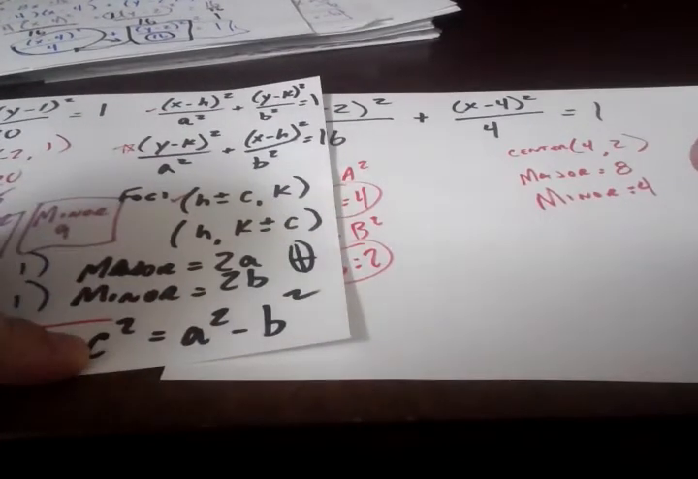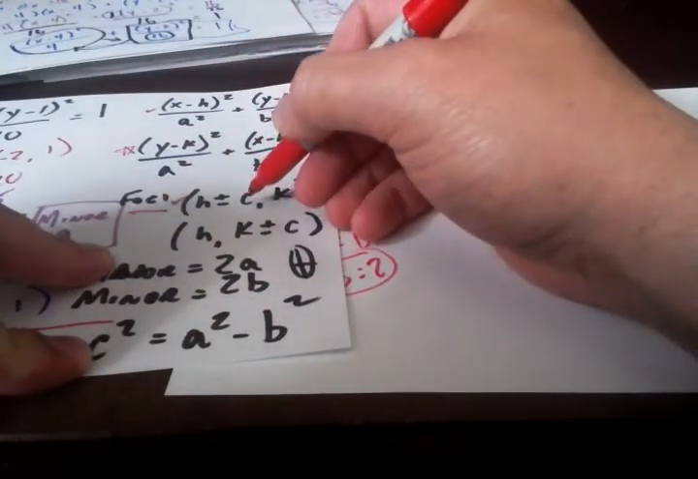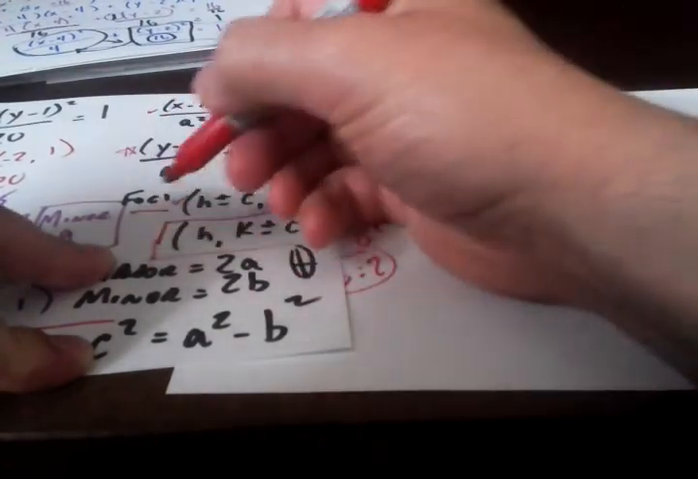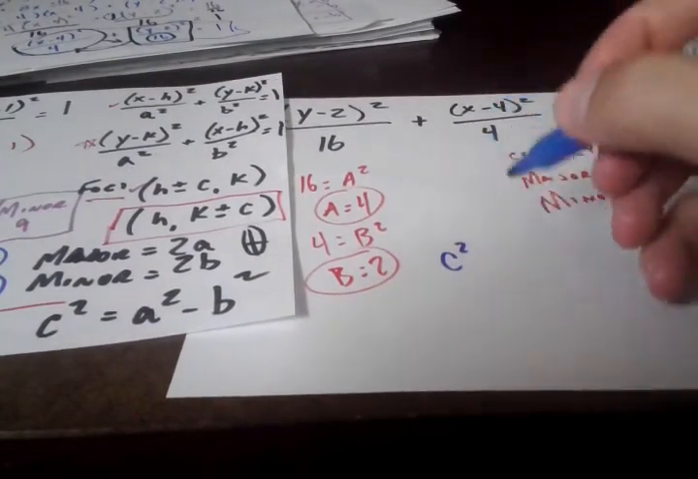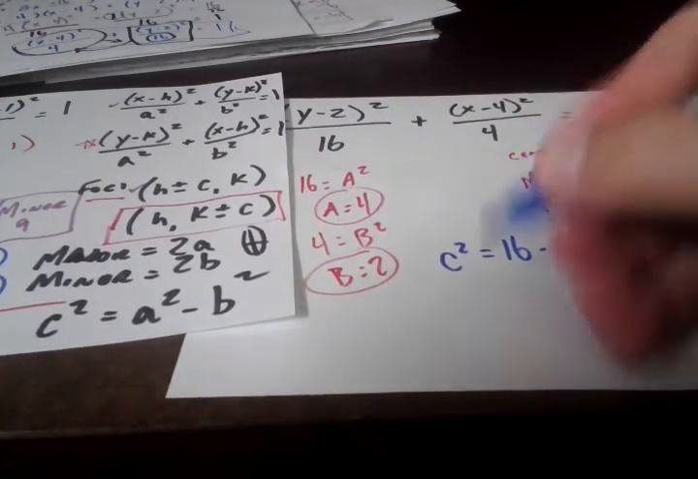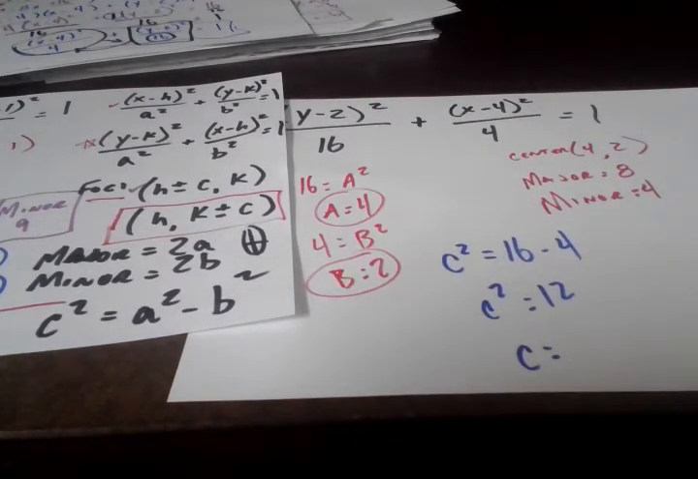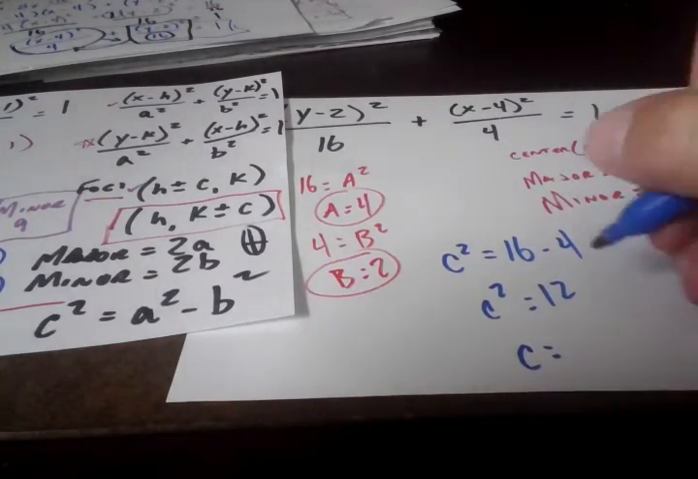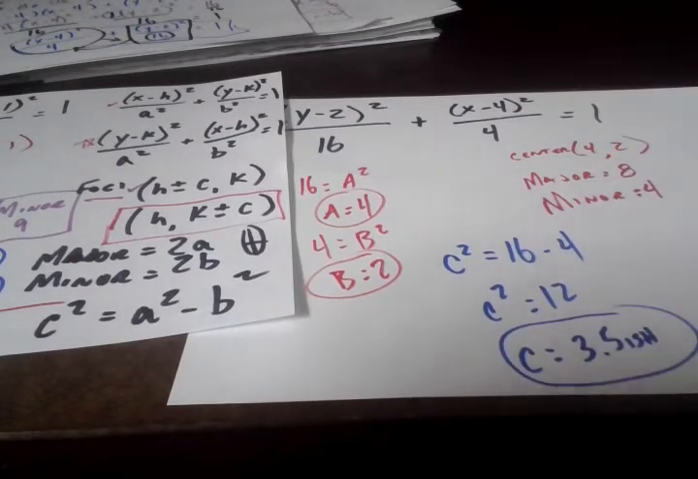Now remember, we're going to find c. We need c to find our foci. We'll use this formula. So I'm going to say c squared is equal to, what was a squared? 16 minus b squared, which is 4. So c squared equals 12, which means if we take the square root of 12, we will find c. Okay, guys, I have about 3.5-ish, and this is rounded. I'm rounding that answer for c.